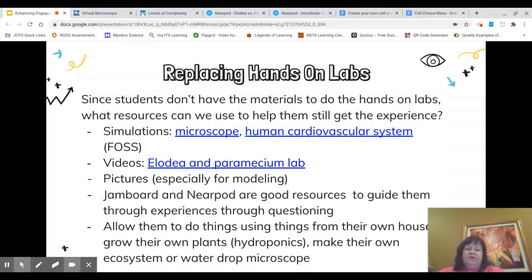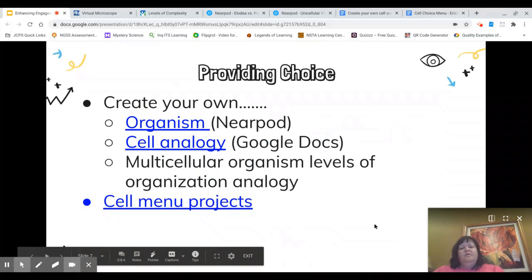Some of that stuff was not mandatory though, because I didn't feel like it was equitable. They may not have those resources. Some things we could do, like take a picture of a plant outside your house or something like that. But for some things it's just hard to make sure that every kid had it.